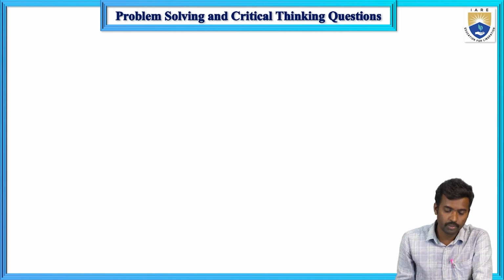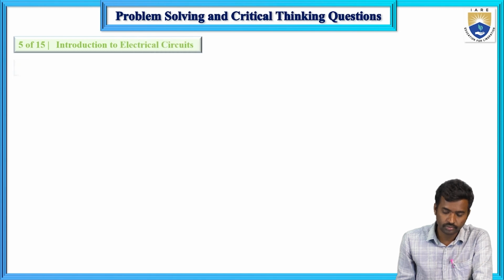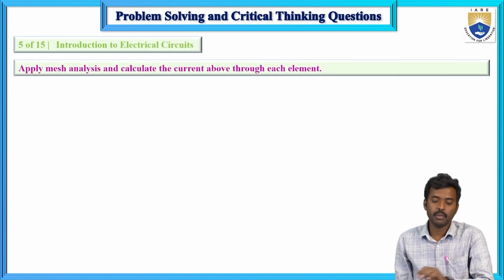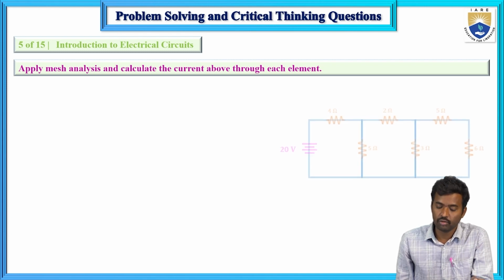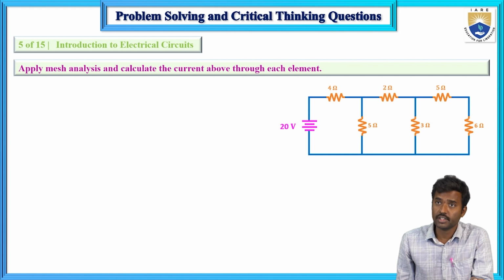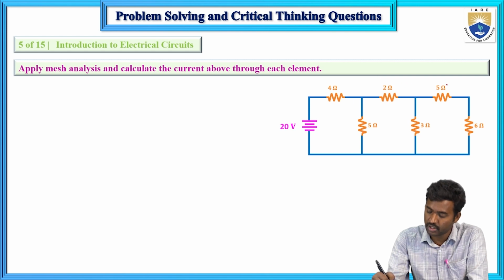Now fifth problem. Apply the mesh analysis and calculate the current through each element, the current flowing through each resistor. This is the given circuit. In this circuit, you need to determine the current flowing through the 4 ohms resistor, 2 ohms resistor, 5 ohms resistor, 3 ohms resistor, and 6 ohms resistor, each resistor's current, using mesh analysis.